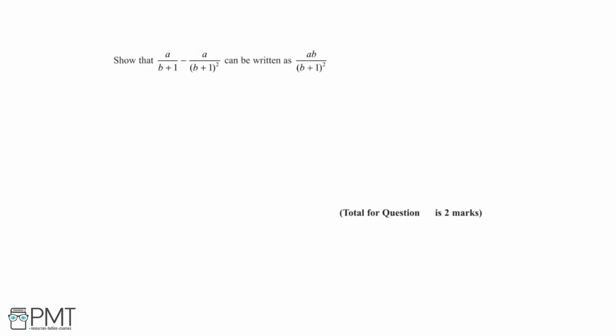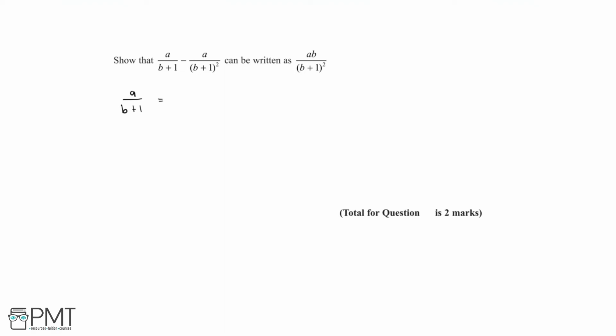In this question, we're asked to show that a over b plus 1 minus a over (b plus 1) all squared can be written as ab over (b plus 1) all squared. Now when we add or subtract fractions, we need to make sure that the fractions have a common denominator. Now b plus 1 and (b plus 1) squared are not the same, but we can make these two fractions have a common denominator. We can leave the second fraction as a over (b plus 1) all squared, and for the first fraction, we'll multiply both the numerator and the denominator by b plus 1, so that we have a denominator of (b plus 1) all squared.